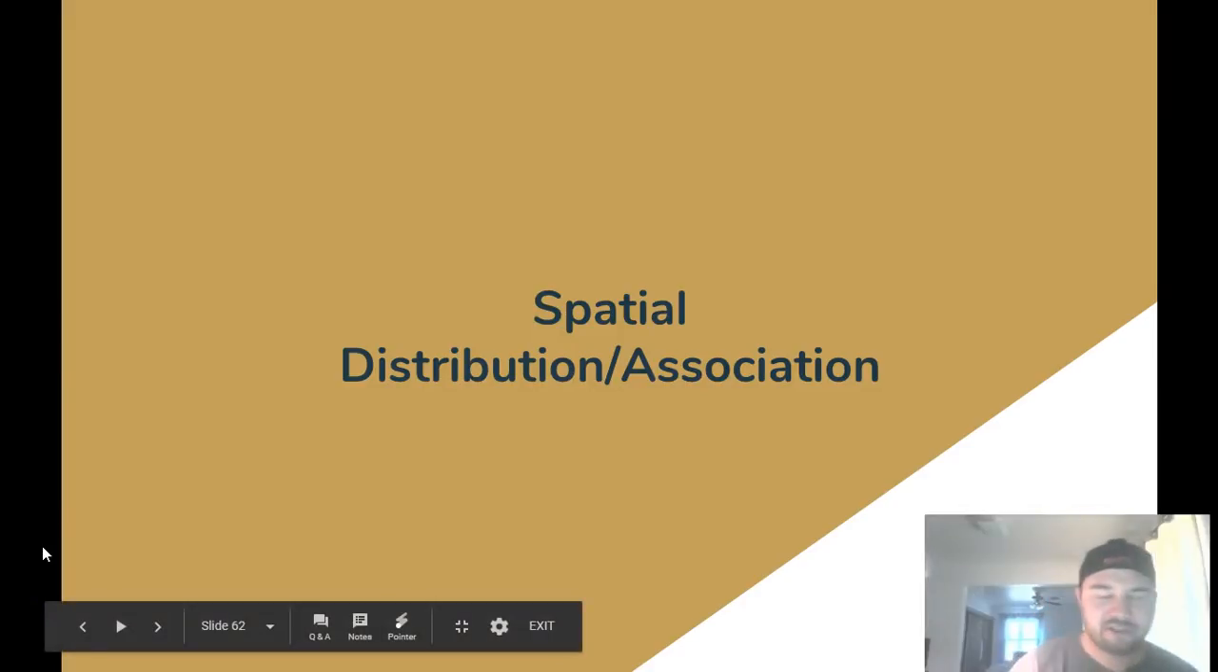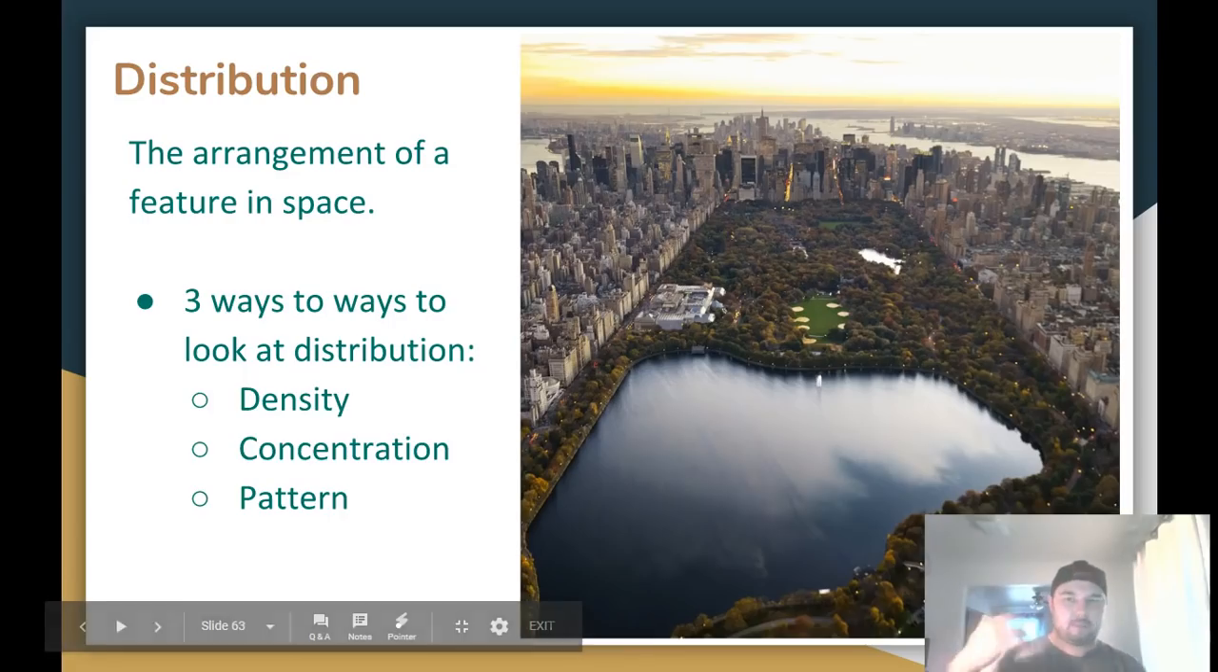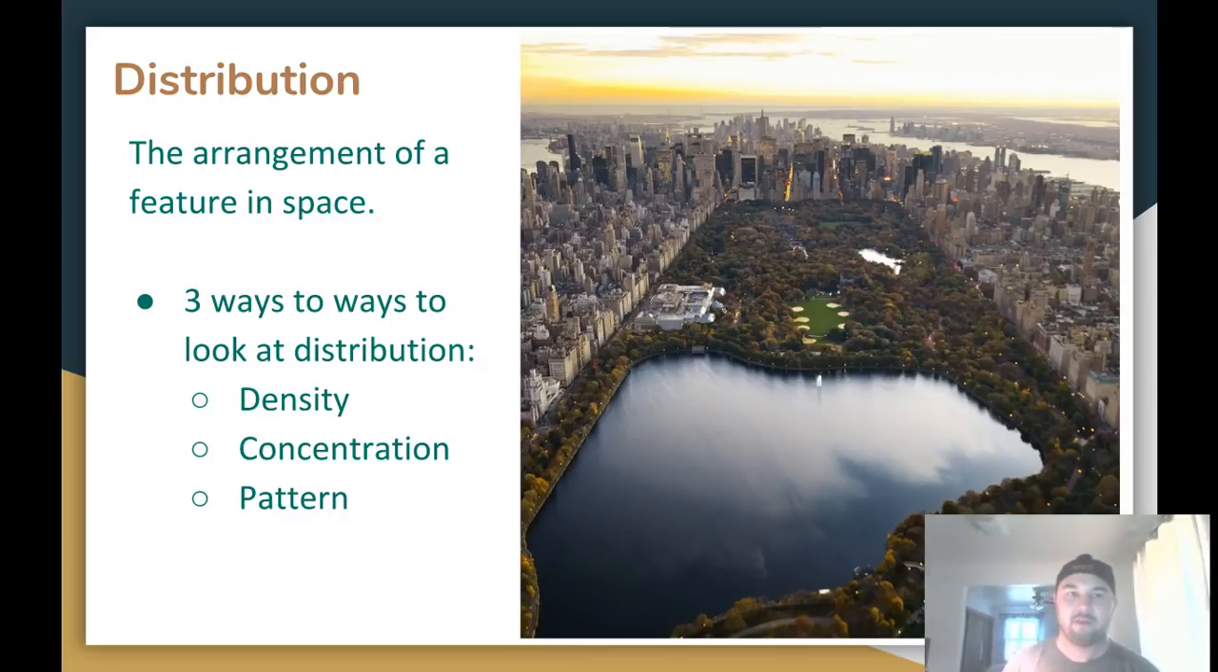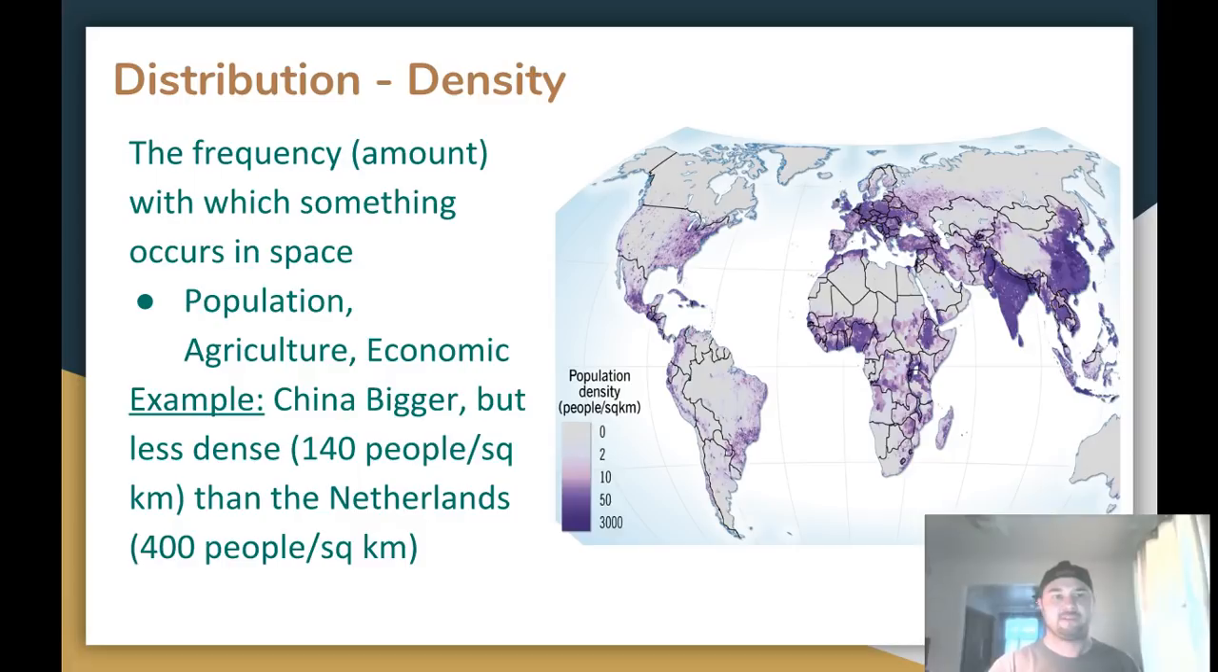All right, so now spatial distribution and spatial association. Pretty common topics we're going to talk about all year. Remember, distribution is just the arrangement of how things are in space. Now, what arrangements? Are we talking clustered? Are we talking dispersed? Are we talking patterns? Distribution is the general term. And then density, concentration, and pattern are going to be the three main ones. So remember, density is the frequency. You can have a low density or you can have a high density.